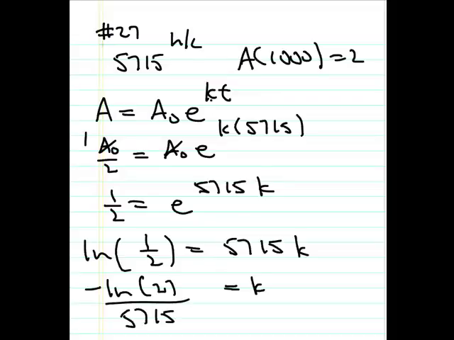One word of caution here, you'll notice I started with e to the kt. K is going to be a negative number. If you start with e to the negative kt, you will work this out and get k to be a positive number, but either way the model is going to be the same. So at this point we've got the model being A of t is equal to A0 e to the negative log 2 divided by 5715 times t.